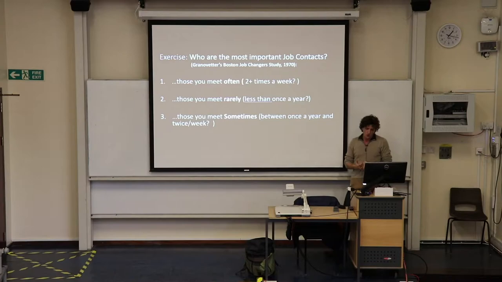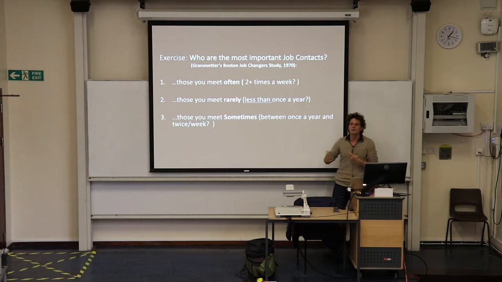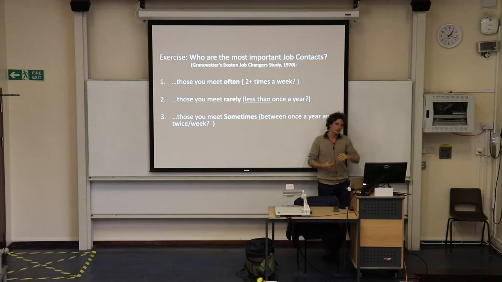Is it those you meet rarely, so less than once a year? So rarely would be some distant second cousin, your friend from elementary school, etc. Or those you meet sometimes, so that's basically in between the two. So friends who you meet on a weekly basis, more distant friends you meet once a month, friends from back home.